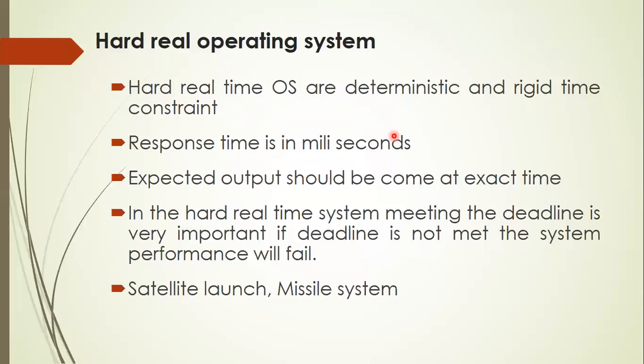But the thing is, even by 1 second, if the satellite does not reach at the corresponding time, it will come down, it will fall. So many satellites have failed because of these things, because even a 1 millisecond delay leads to a disastrous result.